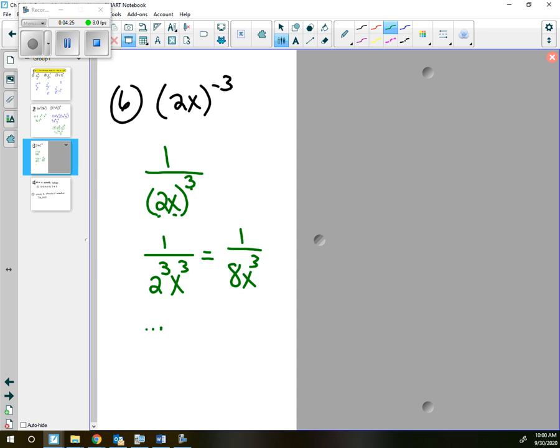Another way, again, on the bottom, you could have done 2x times 2x times 2x. It gets a little long to write that out, but that's what it means to cube something, right? 2 times 2 times 2, there's your 8. x times x times x, there's your x cubed. So negative exponents, we move to where they belong.